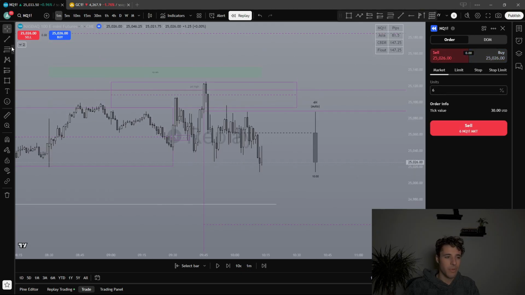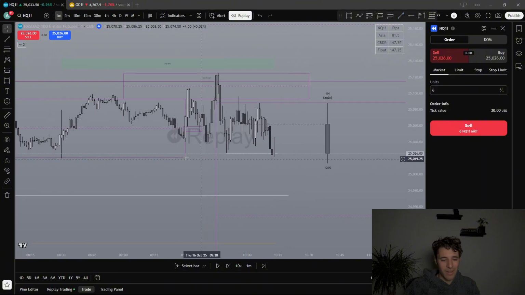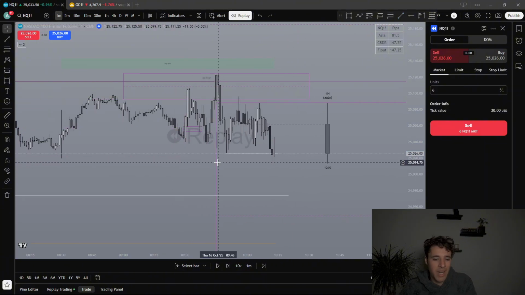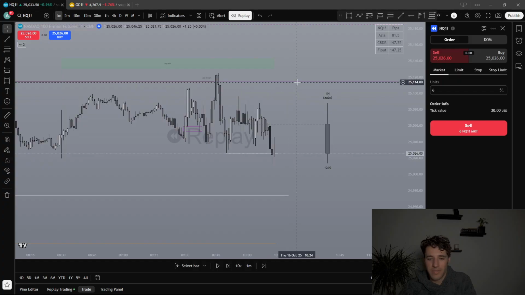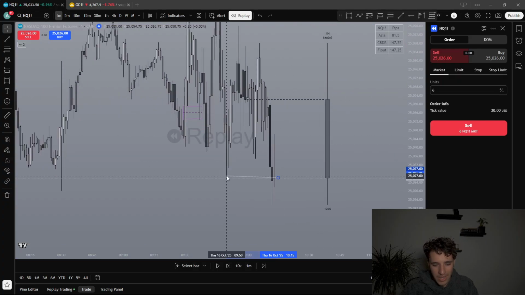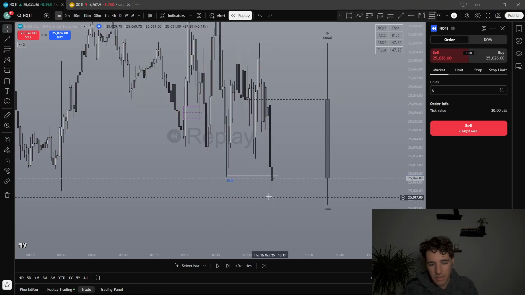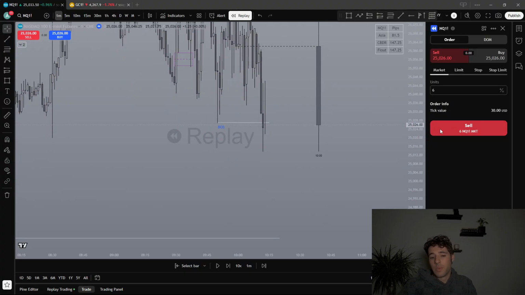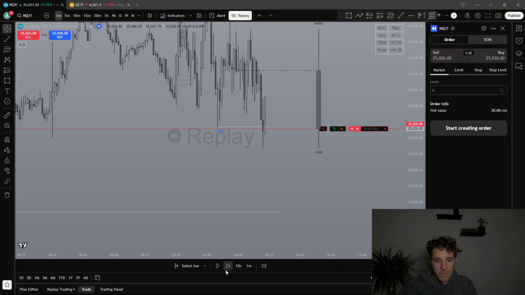So really simple, honestly, very simple confluence, but break of structure is literally the most simple, straightforward confluence I think I can use. When you close below a low like this, it's literally just a close below a low, break of structure, BOS. That is a super easy confluence. So if I'm not mistaken, I did not take that.